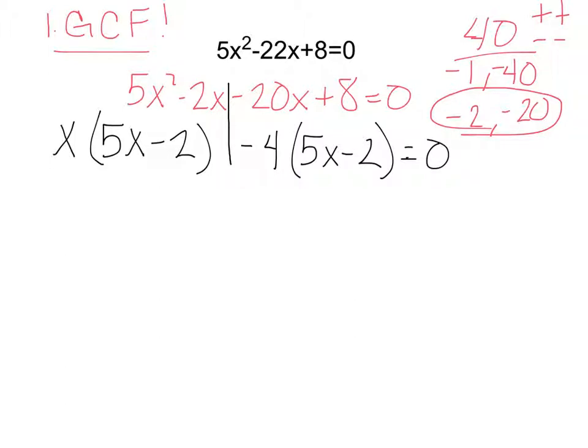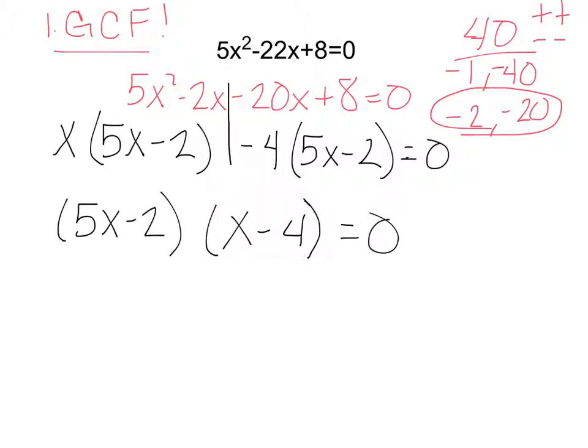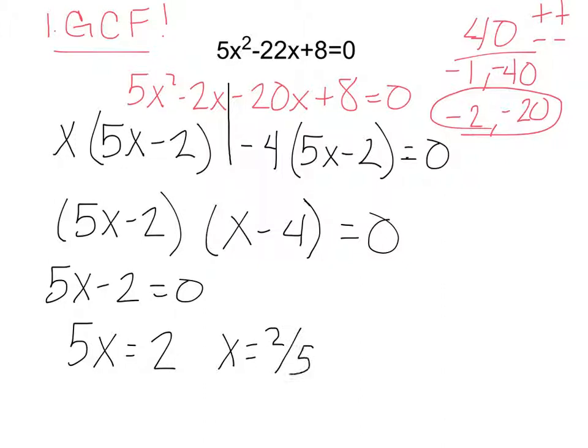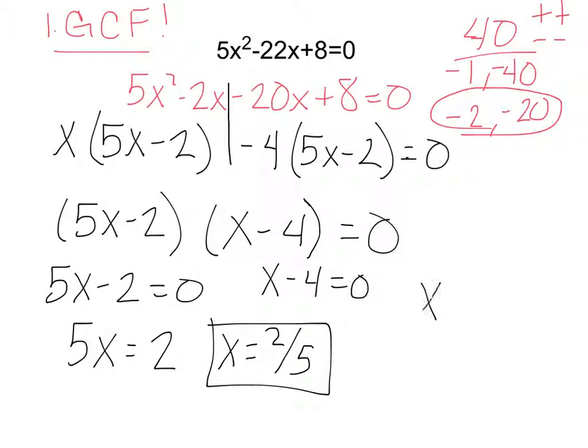Again, we have two of the same parentheses. So that means my first parenthesis is 5x minus 2. My next one is x minus 4. So I get 5x minus 2 equals 0. I add 2. Divide by 5, so x equals 2 over 5. And then my x minus 4 equals 0, so x would equal 4. So, double check, x squared, I get two answers, and I am done. So, now you try.